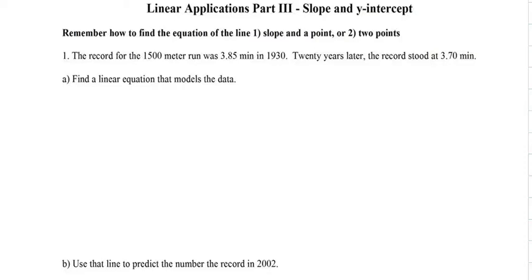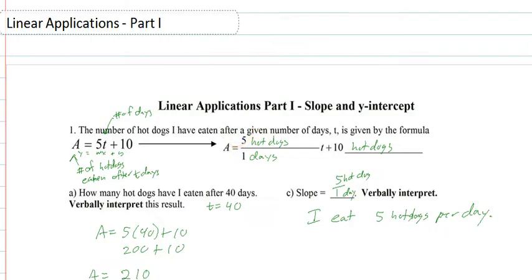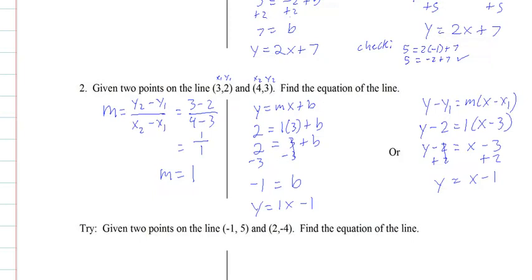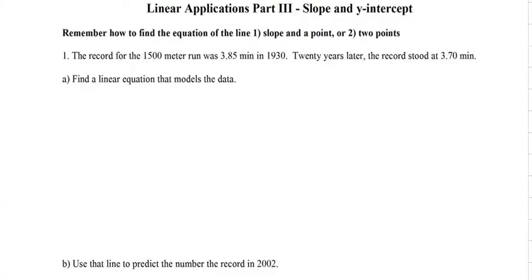This is Linear Applications Part 3. And in this one, we're going to be doing the same stuff we did in Part 1, except the equation's not given here. So we have to take this information and use what we already know from forming the equation of a line, which is to find the slope and then the y-intercept, or to plug it in our point-slope form. So let's get started.